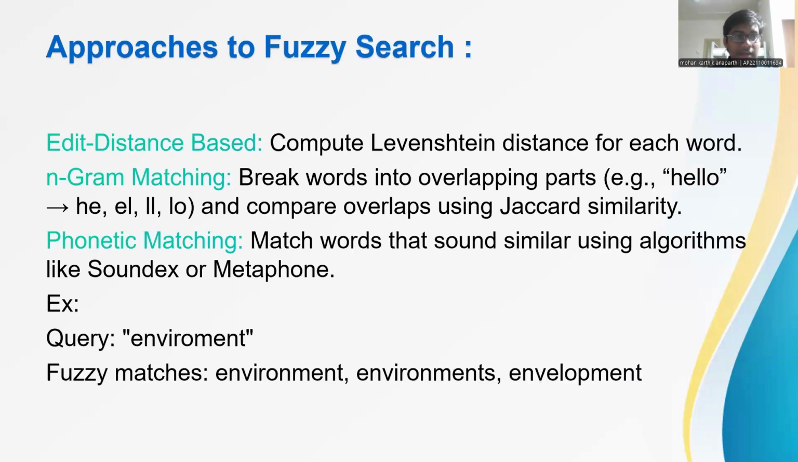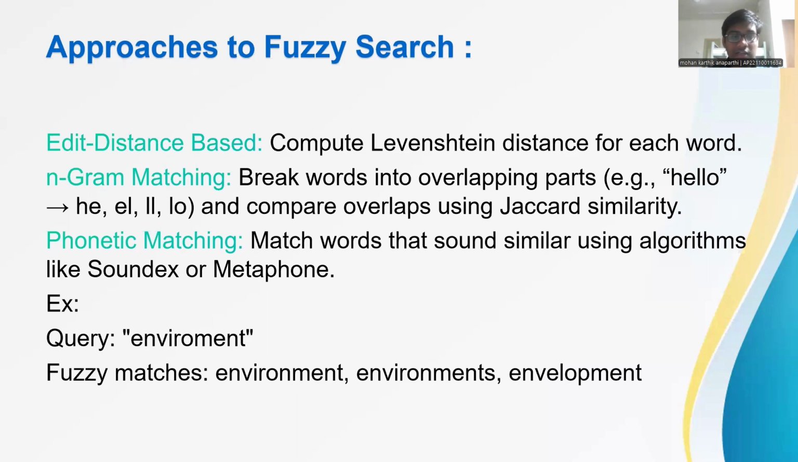Let us see the next slide. The approaches used for fuzzy search. There are three approaches: edit distance, n-gram matching, and phonetic matching. Edit distance means it will compute the Levenshtein distance for each word. It will compute the edit distance between the query and the stored words.